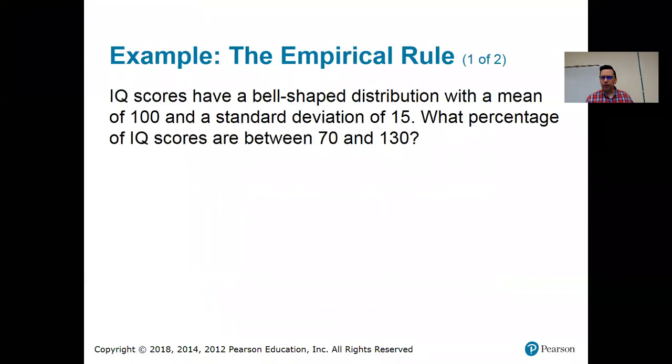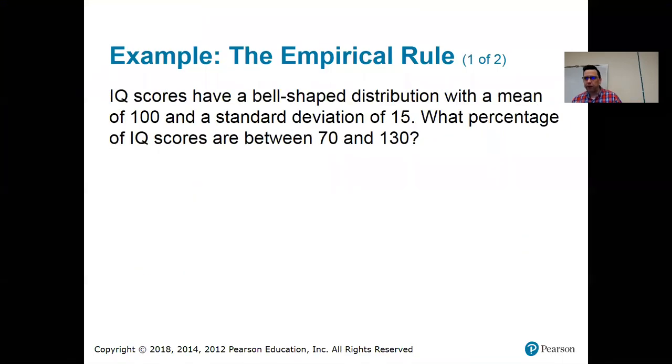Here's an example. IQ scores, it's kind of an outdated example. People don't talk about IQs too much anymore. IQ scores have a bell-shaped distribution with a mean of 100 and a standard deviation of 15. They want to know what percentage of IQ scores are between 70 and 130. So what we have to figure out is how many standard deviations above and below the mean are 70 and 130.